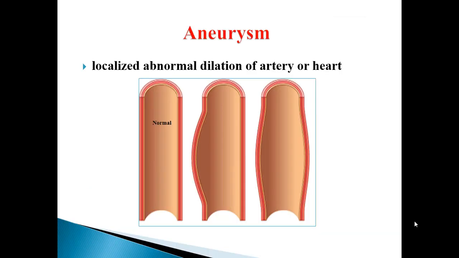An aneurysm is a localized abnormal dilation of a vascular wall or the heart. For comparison, we have here a normal blood vessel, and here we have a blood vessel that is involved by this abnormal dilation. This dilation could either involve only a segment or a part of the wall of the artery or the blood vessel, or it can involve the whole circumference of that vessel.